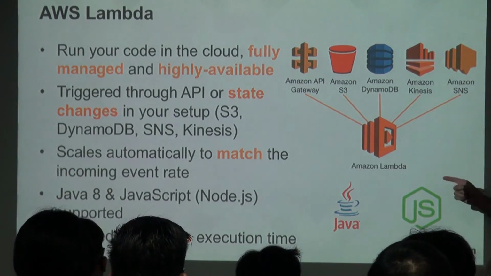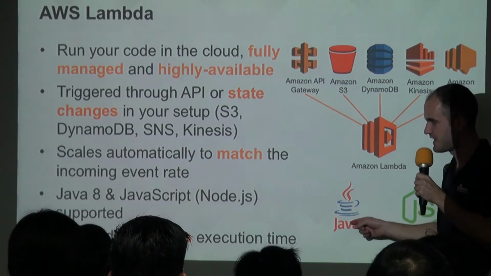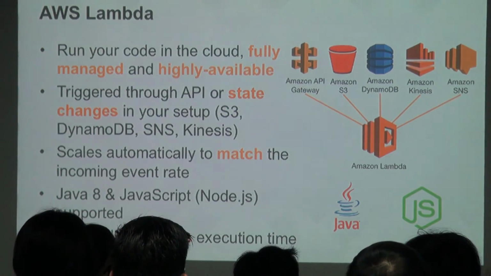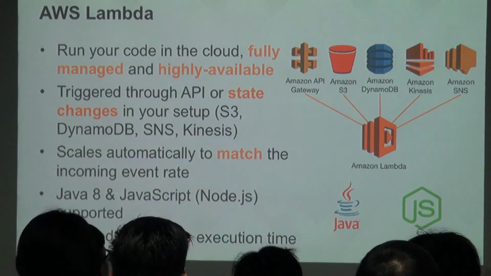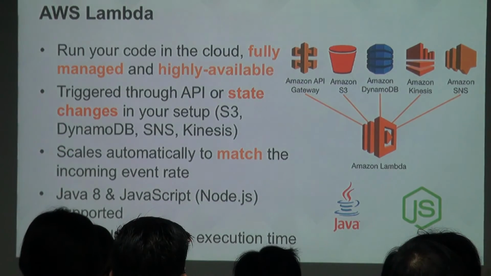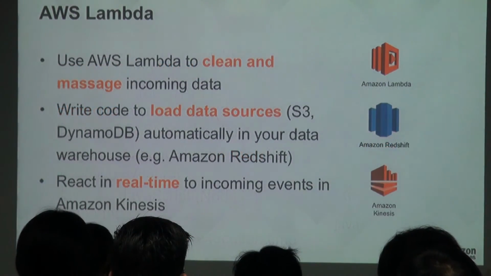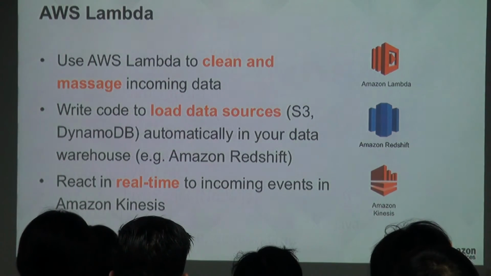which is fairly interesting. Available right now for Java 8 and JavaScript, so all your Node.js stuff would work on this, and we're also looking into having other programming languages that we can leverage with Lambda. This is fairly interesting to connect with some of our services. What are some of the things that we could do with it?